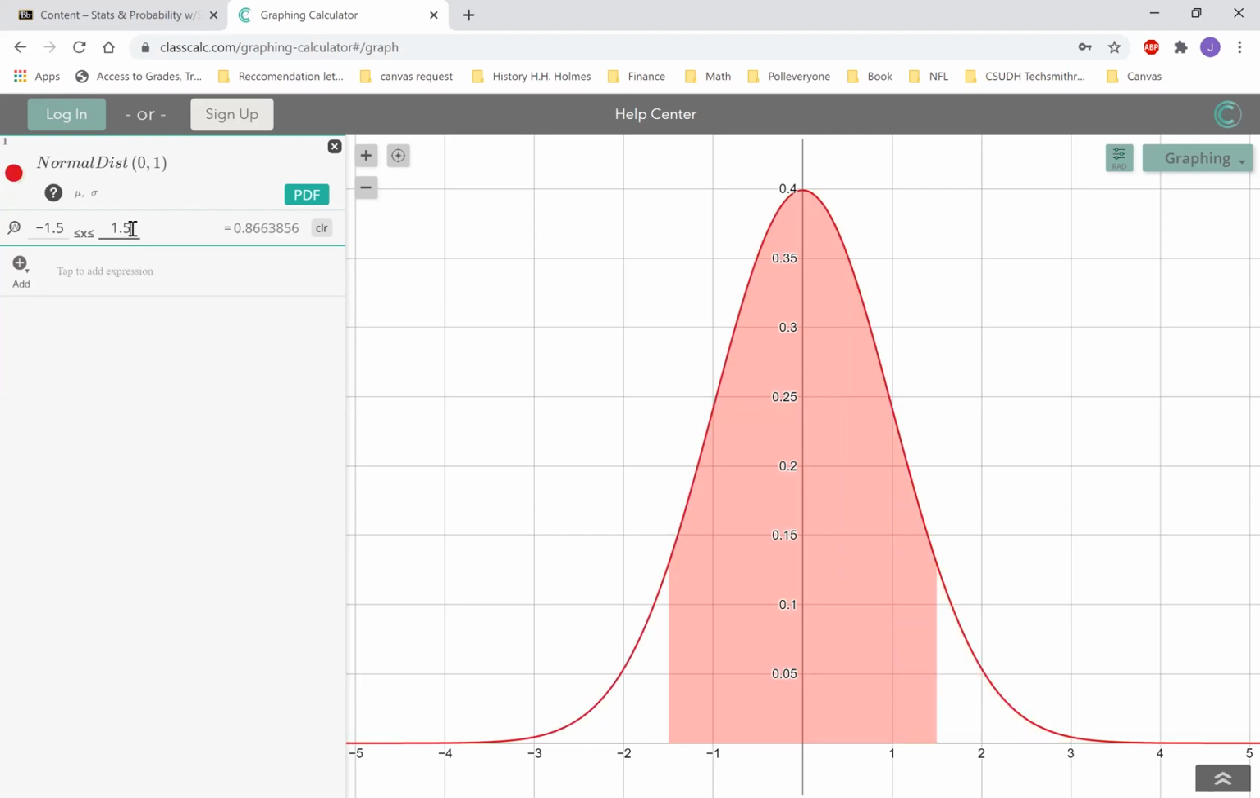If I go 1.5 standard deviations to the left and 1.5 standard deviations to the right, in between those two values you should have approximately 0.8664. And that's it for E. Any questions for E? All right, so let's go back to my notes.